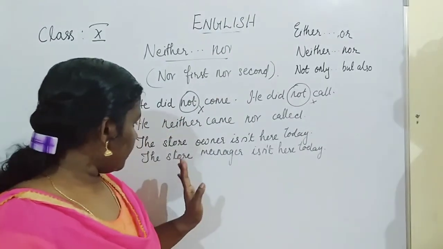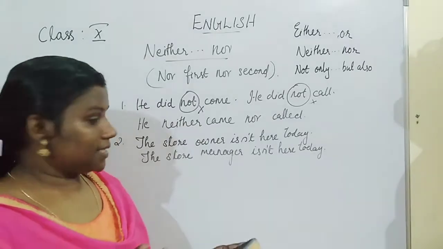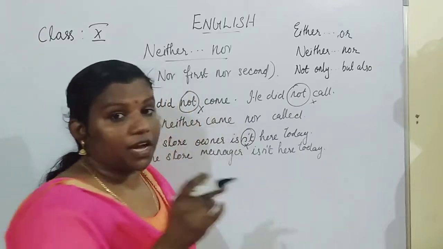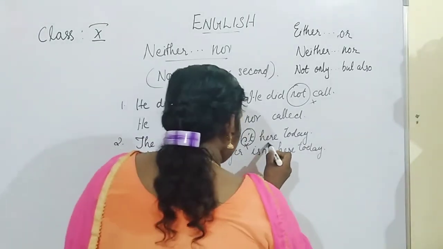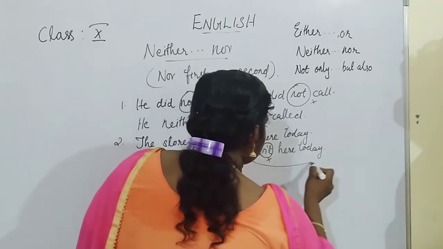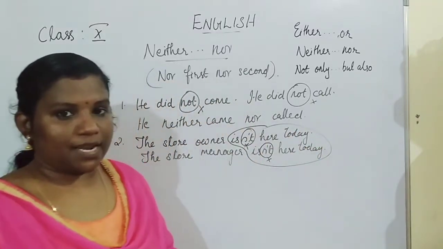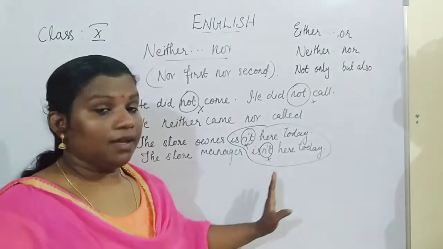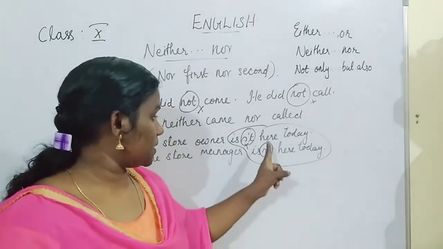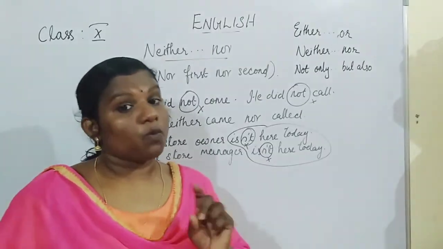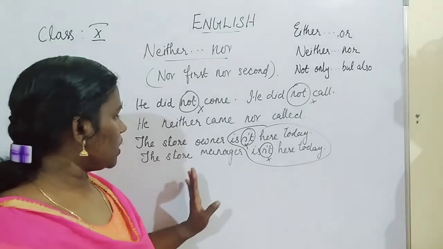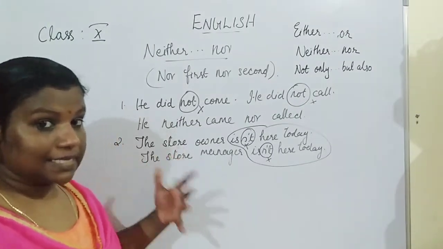So how can we write it in the sentence? We have to cancel the word not when we are using neither nor. Here also no need of not. And these two parts are repeating in these two sentences: isn't here today. So we can use this part one time. That means isn't here today one time. So how can we write? The store owner, store manager isn't here today.